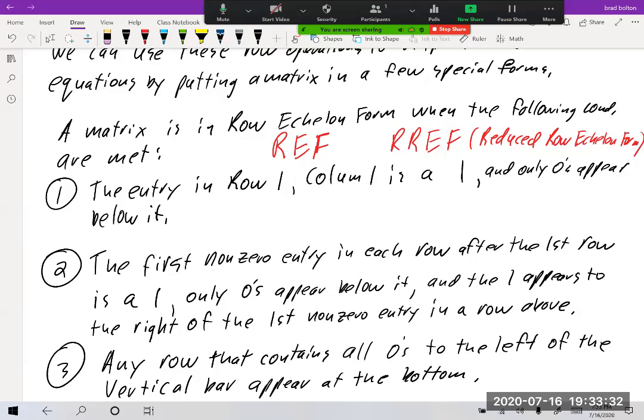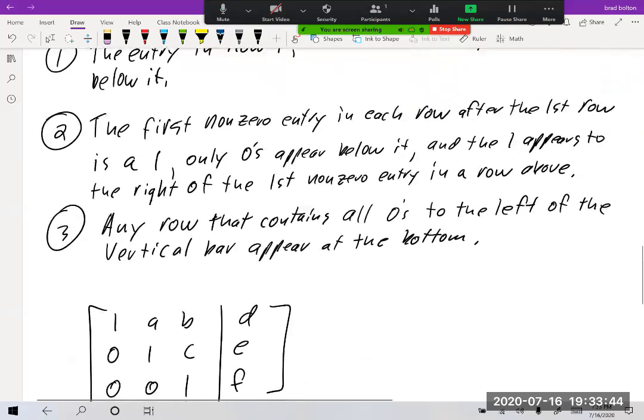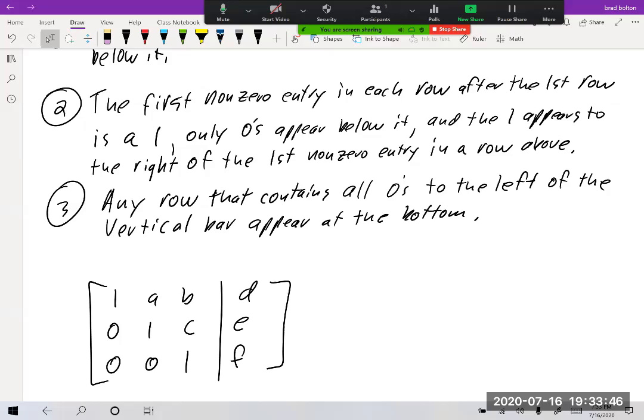So it's kind of like it builds a staircase. You can have a 1 in the first row, first column, and then in the next column you can have a 1, and then in the next column you can have a 1, and it kind of goes in a staircase, okay? And then finally, any row that contains all zeros to the left of the vertical line, this line right here, appears at the bottom. So if you end up with something that's like 0, 0, 0, 0, you put that at the bottom of your matrix.